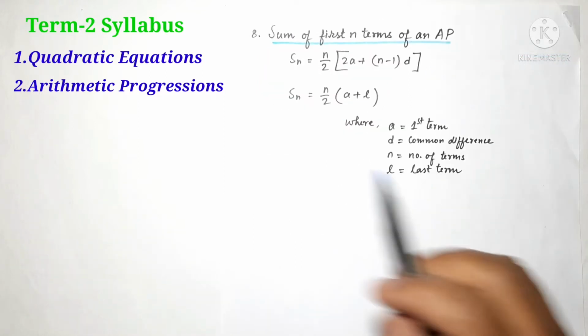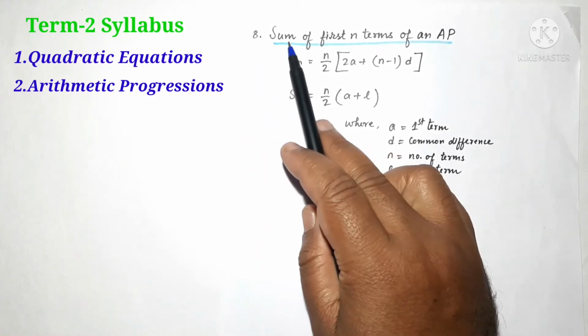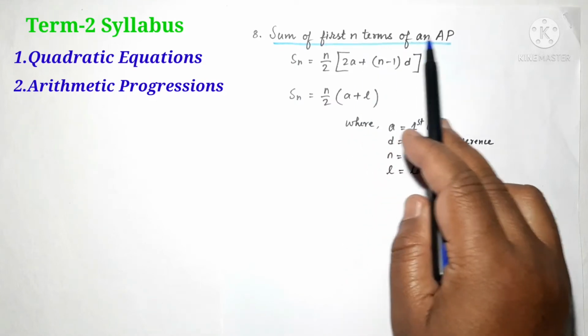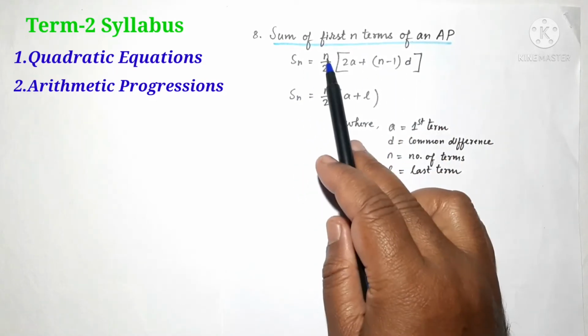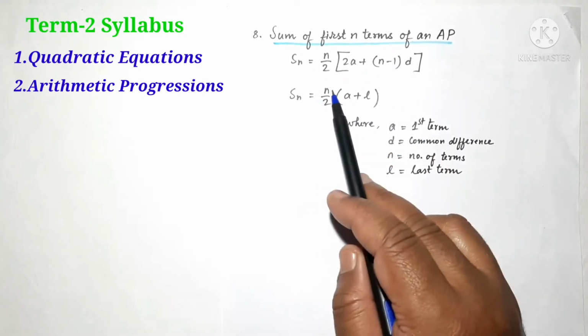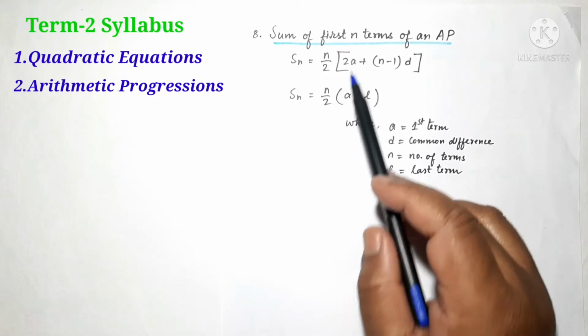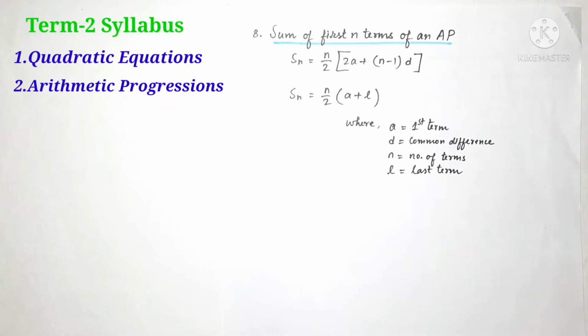Next, last topic of this chapter, arithmetic progression, is to find the sum of first n terms of an AP. So there are two formulas to find the sum. First formula, n by 2 times (2a plus (n minus 1) d). Second formula, n by 2 times (a plus l). So you will use this formula according to the question. Now let us see the next chapter.